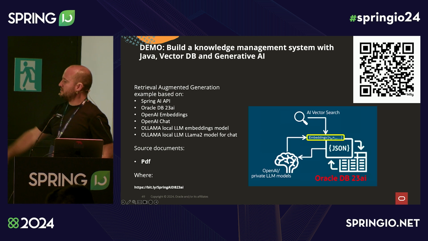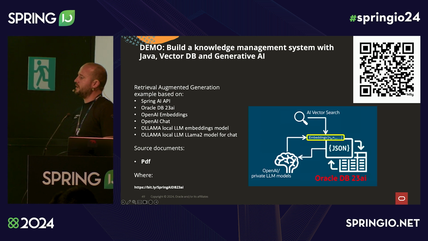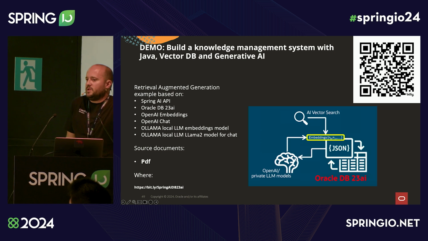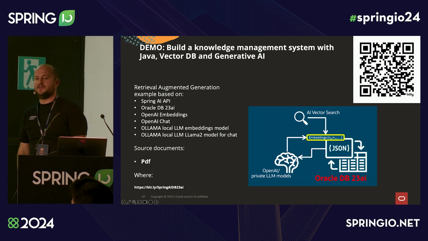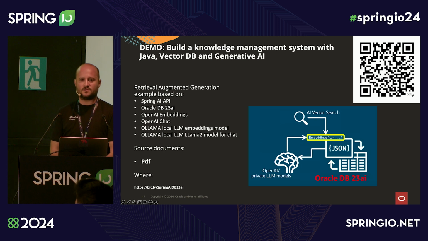If you want to take a look, there is the bit.ly link, the QR code. Those are the things that we are doing in there. But this is what we've been discussing: just getting PDFs, getting the unstructured data, and finally being able to search for those documents.